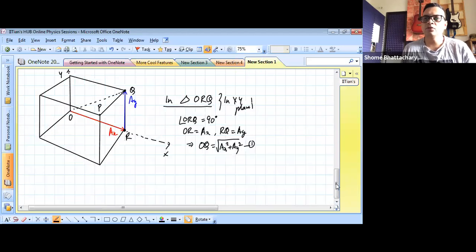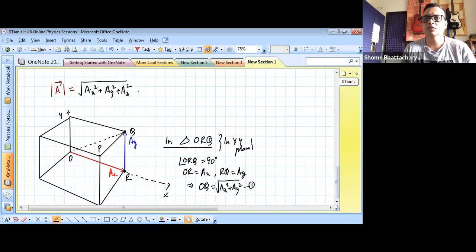What we are trying to do next is look at the proof of this equation, how we get it. For that we have to show that the length OP should be equal to root of AX square plus AY square plus AZ square.